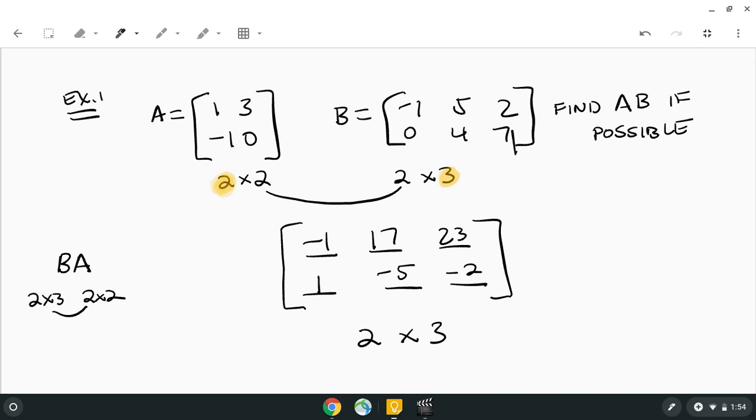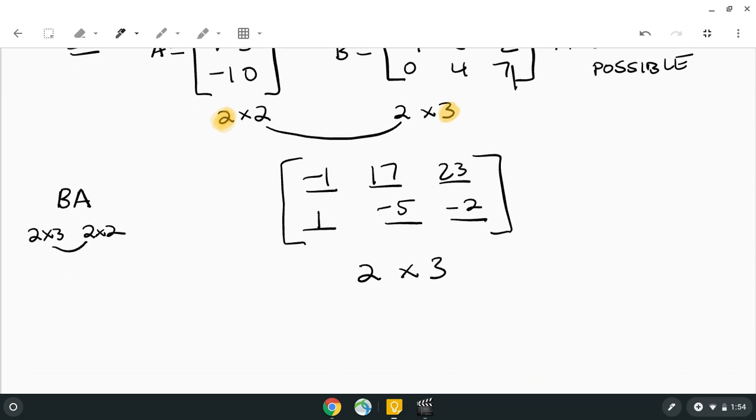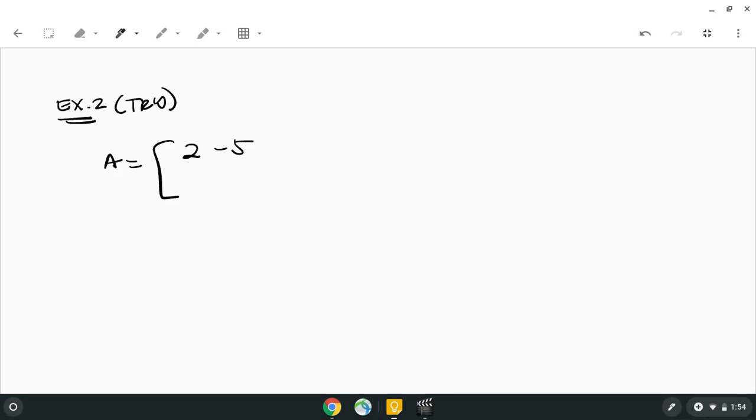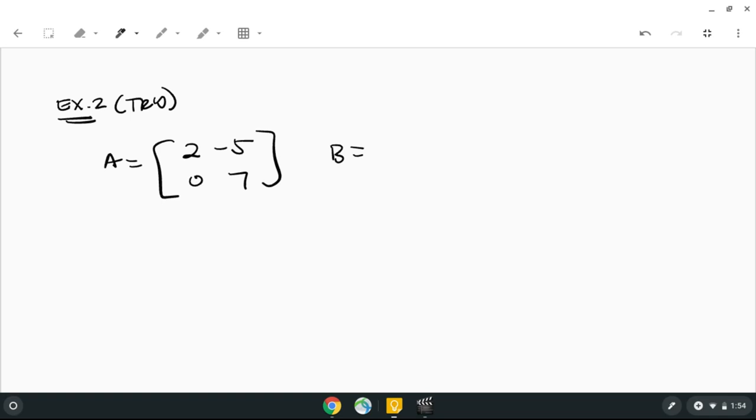All right, I'm going to have you try one because, like I said, this is not very intuitive. So let's go ahead and have you try this one. Okay, so go ahead and try this one. A equals 2, -5, 0, 7. Matrix B, it is 3, 1, 2, -1.